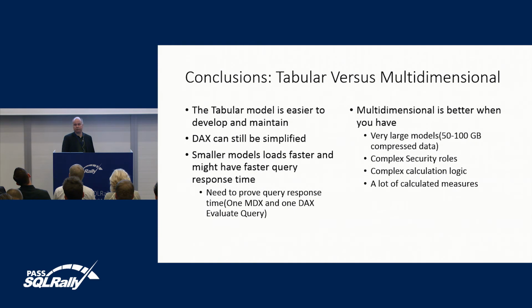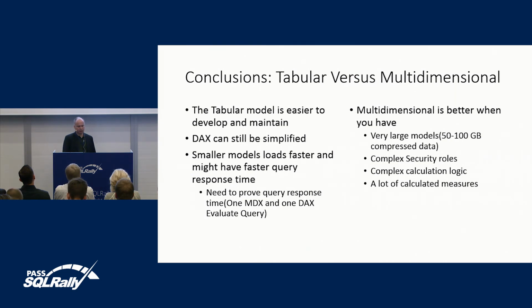DAX can be simplified, like you have seen here at the end. Smaller models load faster. There's no guarantee, because you can actually build bad models in Tabular as well. But usually, because they are allocated in memory, they should be faster.